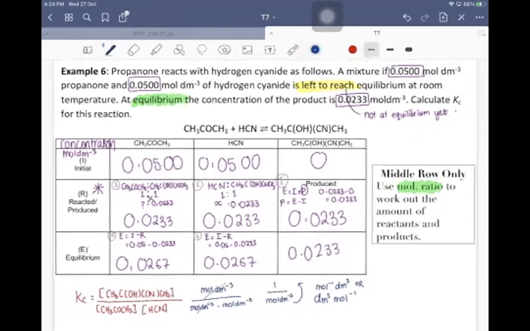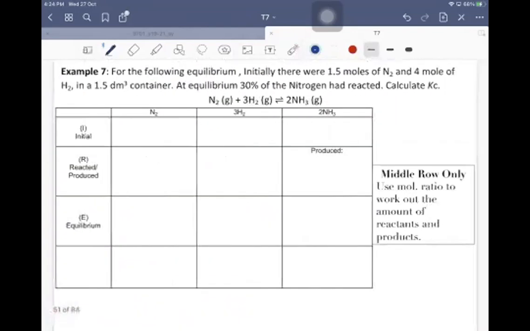Okay, that looks like the last question for this Kc exercise. Example 7. For the following equilibrium, initially, so that's a keyword, initially there were 1.5 moles of nitrogen and 4 moles of hydrogen in a 1.5 dm cube container. So that is your volume, and nicely it's already in dm cube. At equilibrium, 30% of the nitrogen had reacted.